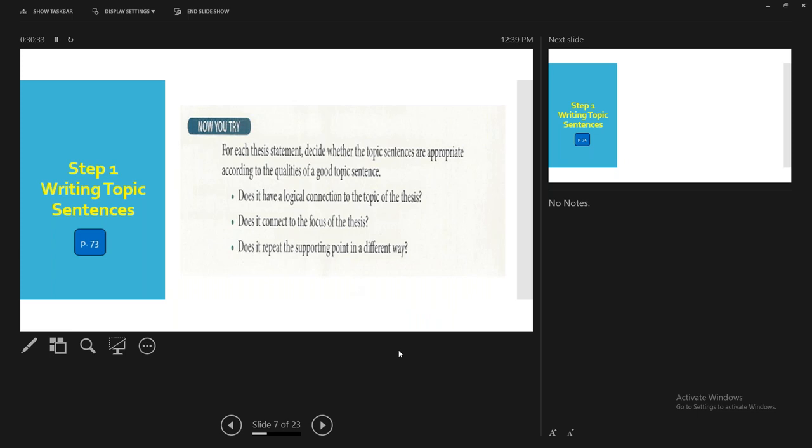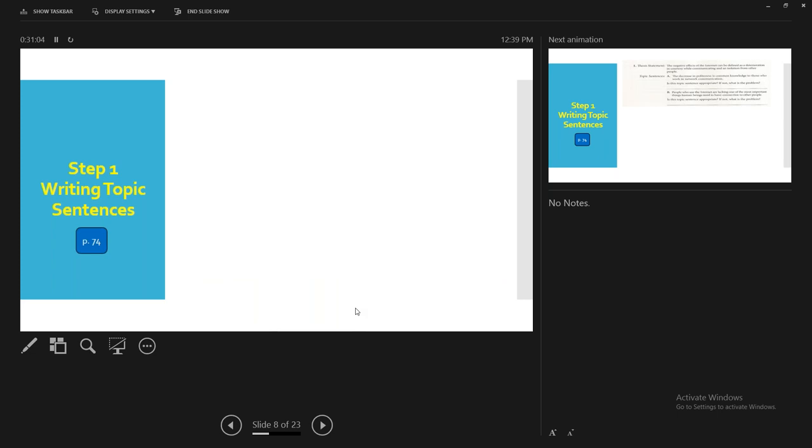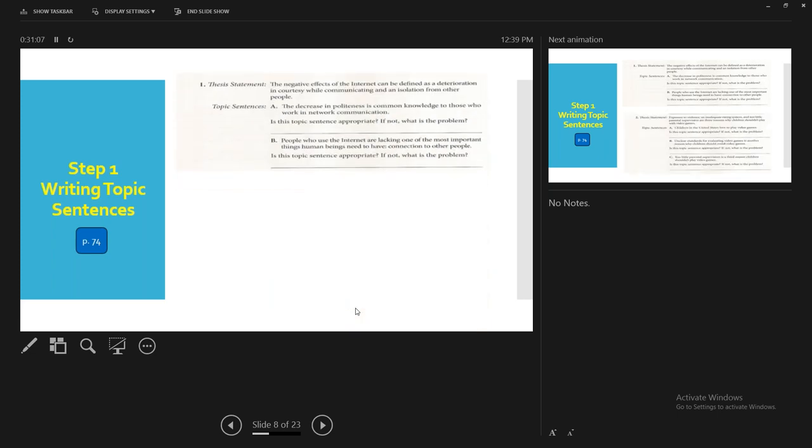Page 73 in your book, we have now You Try, and you have to do the same thing we've just done. For each thesis statement, decide whether the topic sentences are appropriate according to the qualities of a good topic sentence. So keep the three qualities, or these three questions, in mind. Does it have a logical connection to the topic of the thesis? Does it connect to the focus of the thesis? Does it repeat the supporting point in a different way? Okay. Again, this is a new book, page 74. I'll give you, let's say, 3 minutes to decide on these A and B, okay?